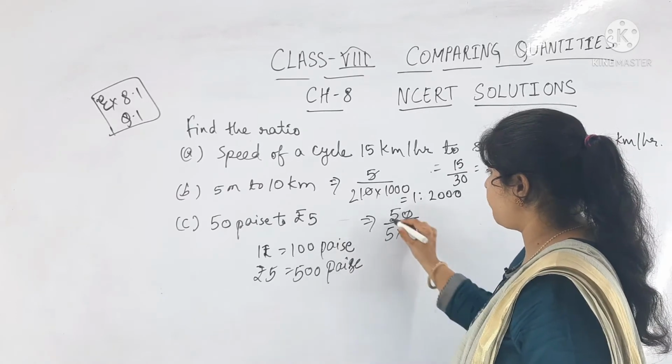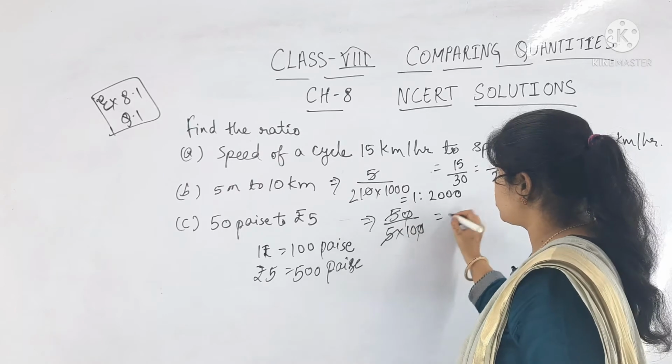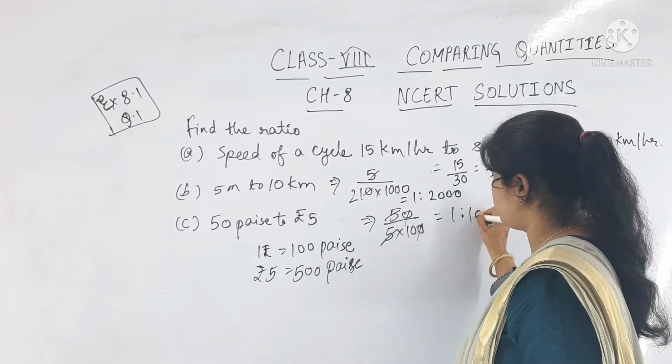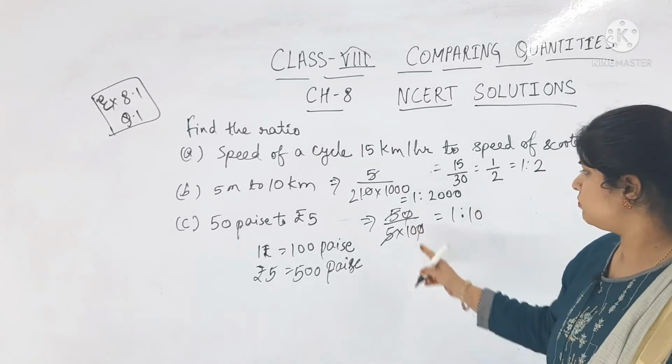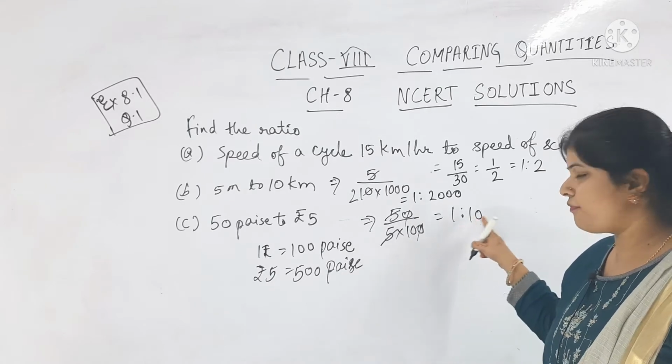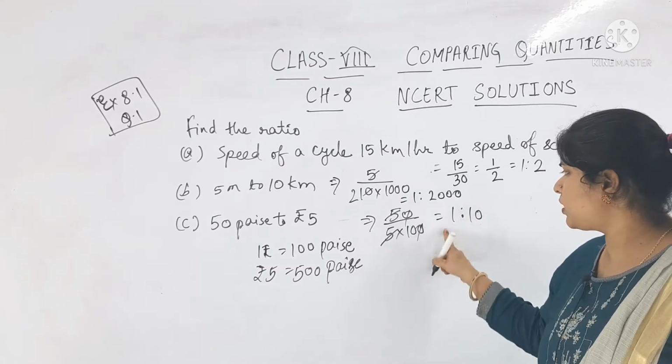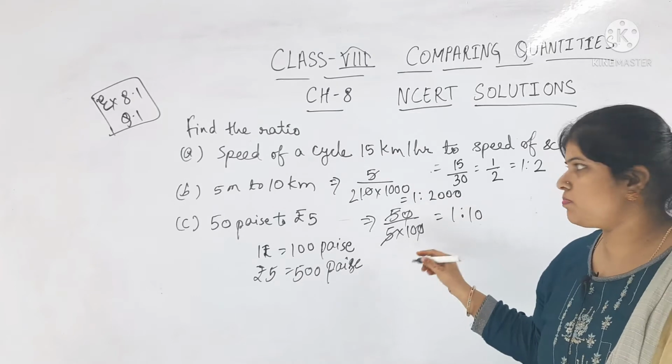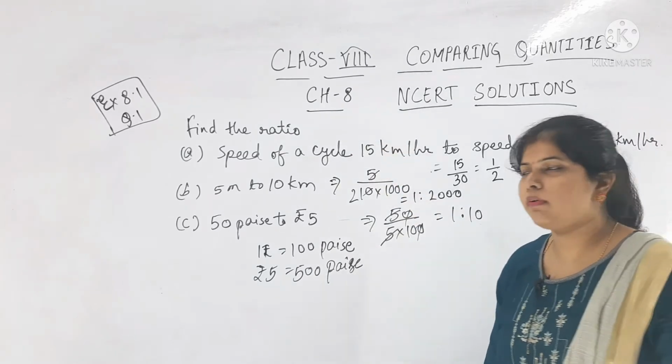So the zeros cancel and 5 fives cancel. So what is your answer? 1 is to 10, like this. The denominator will be after the ratio and the numerator will be in the first part. Okay, that is your question number 1.